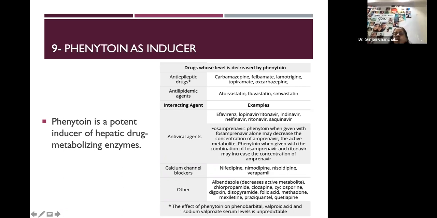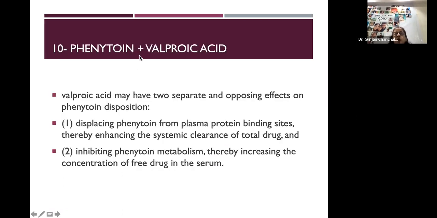When you combine phenytoin with valproic acid or sodium valproate, the effect is often unpredictable between each other. Okay, so it is best that we avoid combining phenytoin with valproate. So they have two separate and opposing effects. When we combine phenytoin with valproic acid, there is a separate and opposite effect.